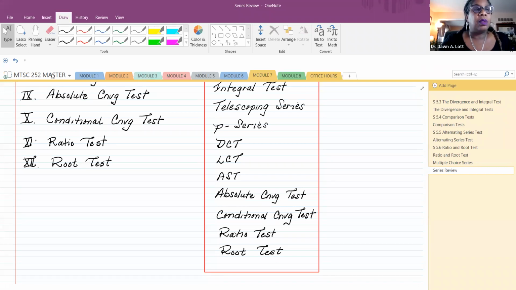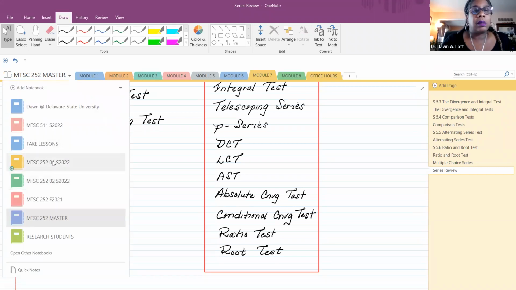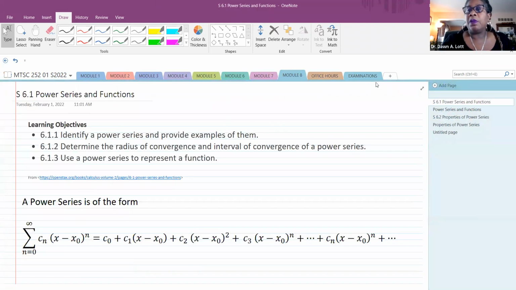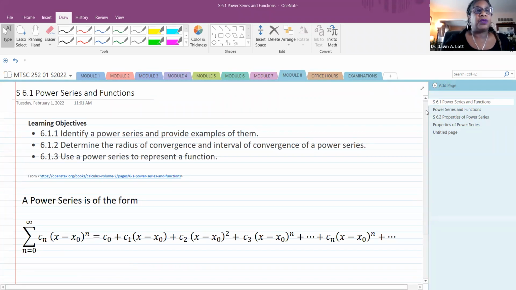Okay, so let's go back to here and go to module 8. And this is where we are. Module 8 has 3 sections. The first section is called power series and functions. So we want to identify a power series and provide examples of them. We are going to determine the radius of convergence and interval of convergence of a power series and use a power series to represent a function.